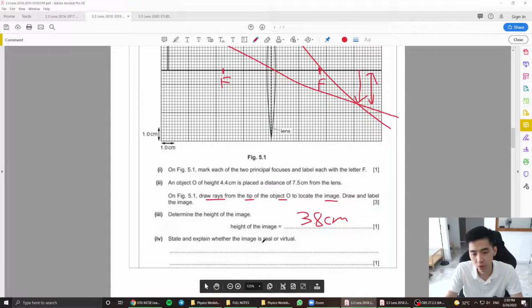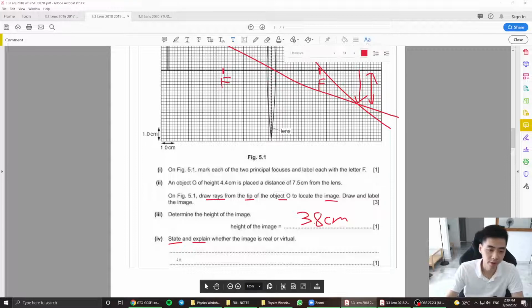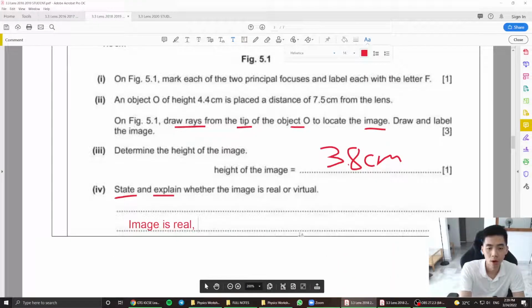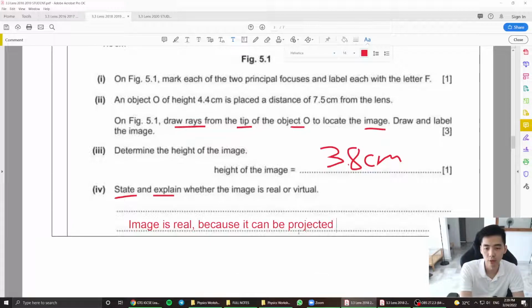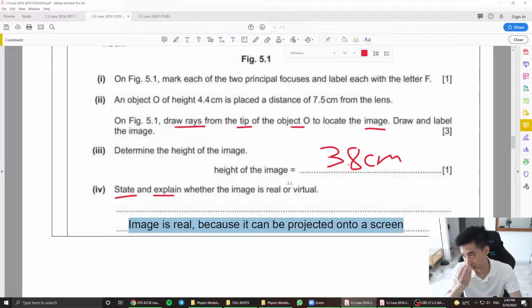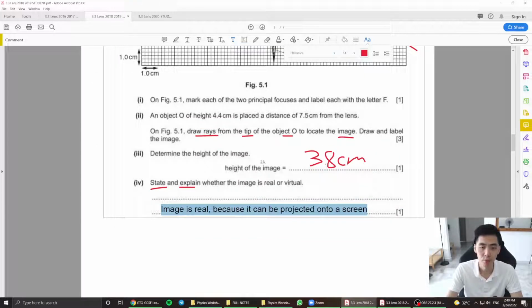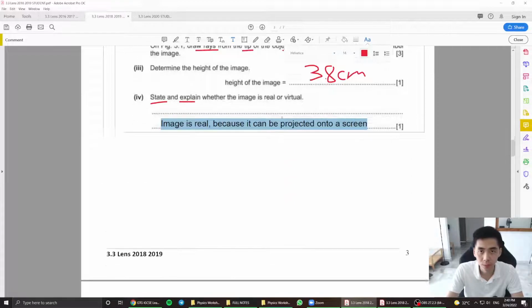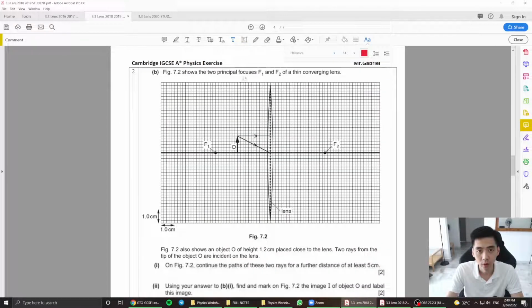And state whether the image is real or virtual. State and explain whether the image is real or virtual. I know for a fact that the image here is definitely real. Why? Because it can be projected onto a screen. This is a super standard answer, and if they ever ask you to explain whether an image is real or virtual, you just have to mention that it can or cannot be projected onto the screen. In this case here, obviously it can be projected on the screen, and thus it is definitely real. Alright, then moving on to this next part here.